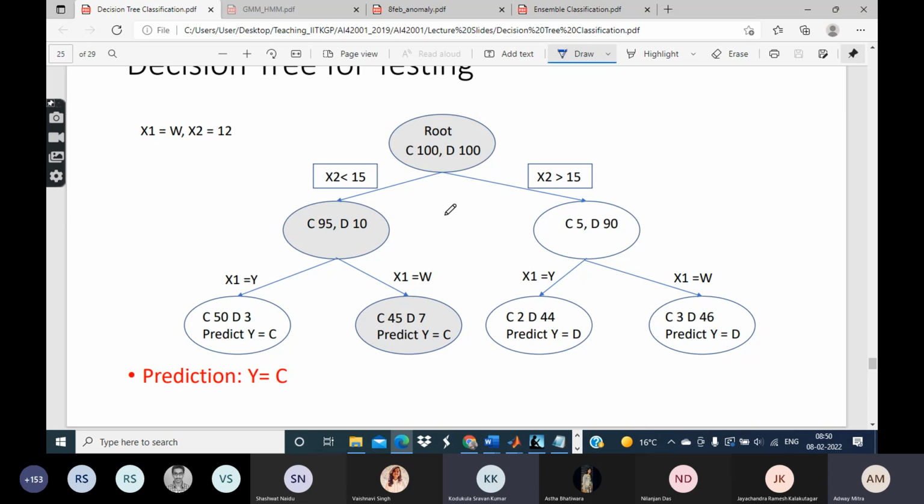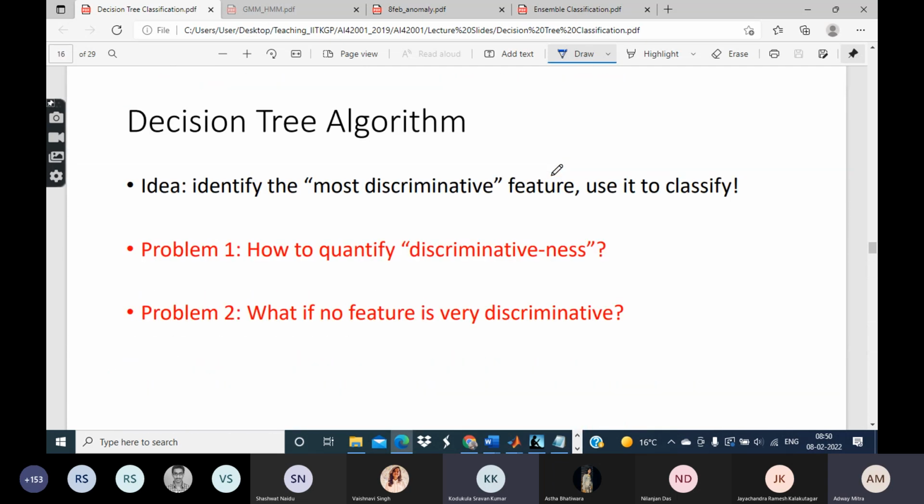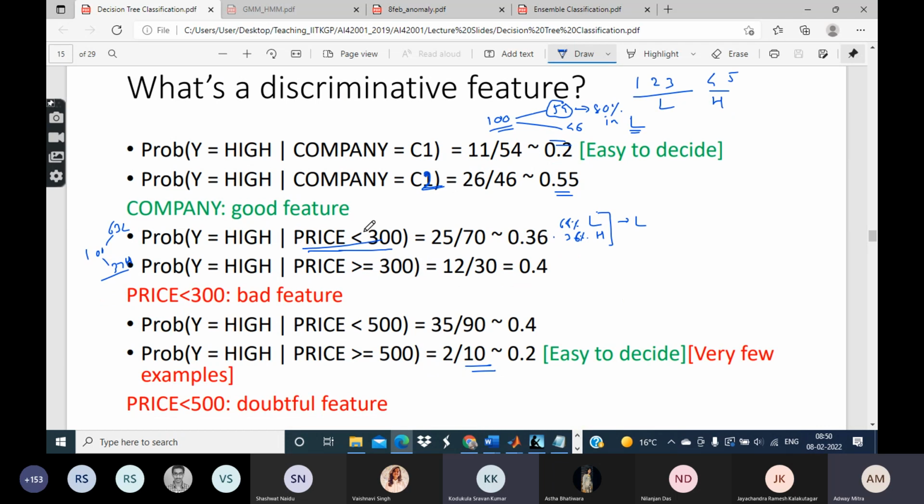I mean, that is going to be really cumbersome, especially if there are a large number of examples and this feature x2 can take so many different values. We have seen in yesterday's camera example also this kind of a situation, where if you consider 300 as the threshold for price, we got very little information gain. But if you considered 500 as a threshold, this time we got slightly better information gain. Not great, but still at least better than this.